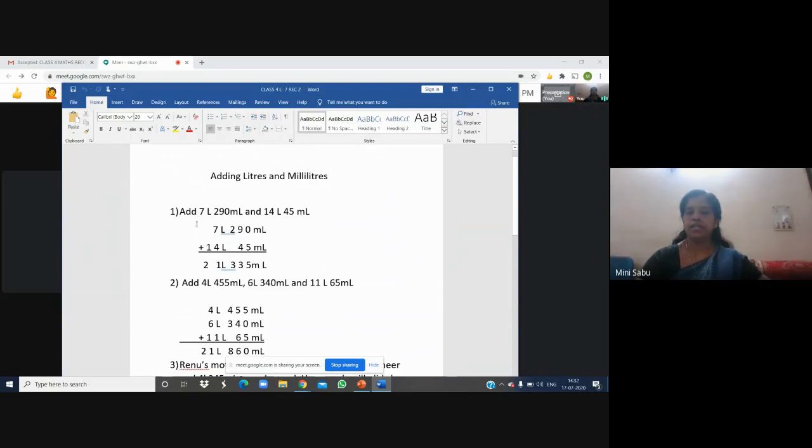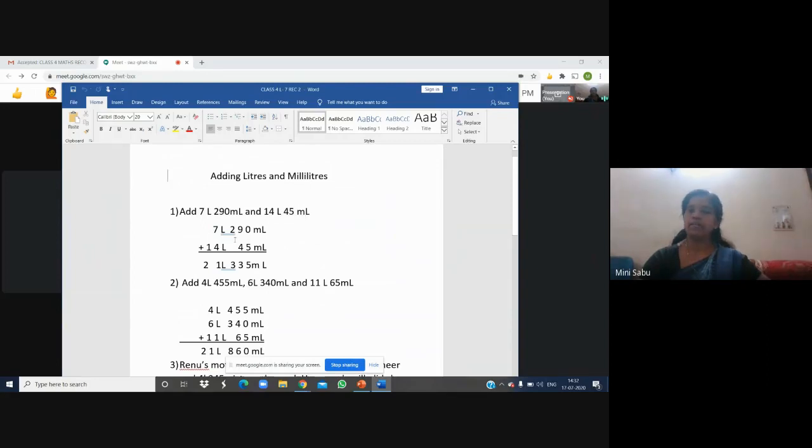Yesterday we started the lesson jugs and mugs. There we learned that liter and milliliter are two units to measure capacity. But sometimes both the units will come together. Then how do you add it? That we will learn here. So for example, add 7 liter 290 ml and 14 liter 45 milliliter.